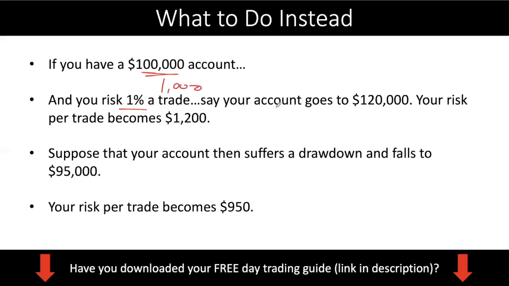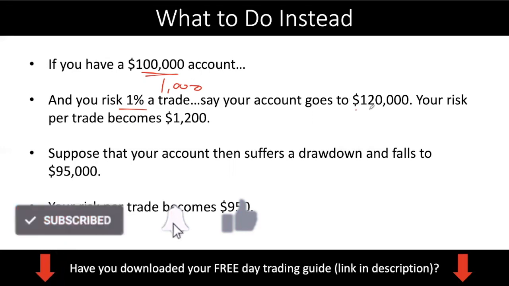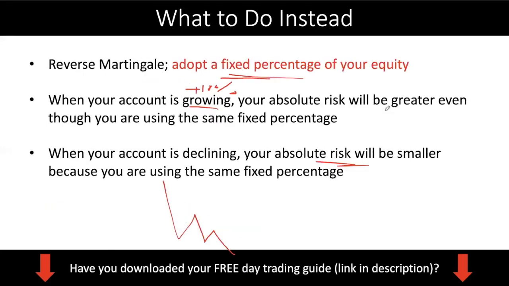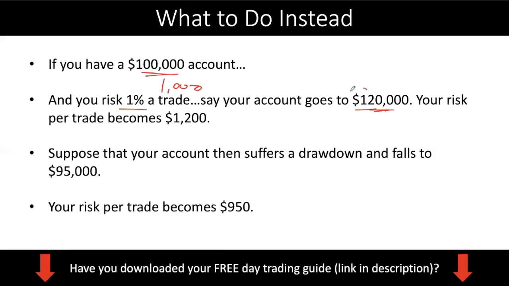Now, you are trading really well, and your account grows to $120,000. So if you stick to this reverse martingale strategy, which I'm talking about, where you adopt a fixed percentage of your equity, now your equity is at $120,000. So 1% of $120,000 will be $1,200. So instead of risking $1,000, you are now risking $1,200. Keep in mind that right now you are risking $1,200 when you are having good trades, when you're doing well. So it's very logical that you want to risk more money, number one, because you made a profit of $20,000, and number two, because you are doing well.